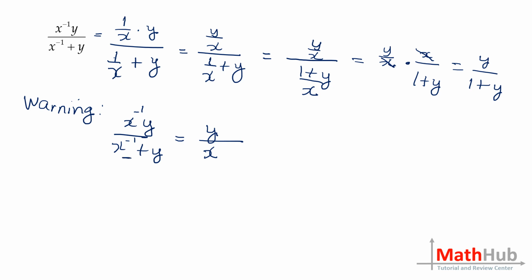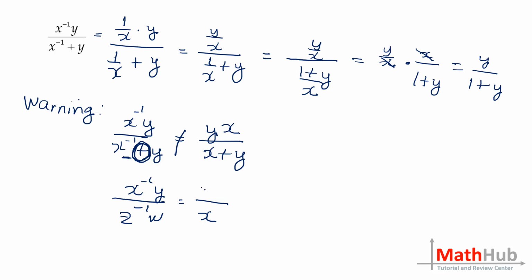But you cannot put the x inverse here and then make it x here. That is wrong. What happened there? You cannot do that because you have an addition in your denominator. But if you had, let's say, x inverse y over z inverse w, the operations in your numerator are just multiplication. If that's the case, you can easily do that. Put the x in the denominator, put the z in the denominator, z, y, w. Okay?